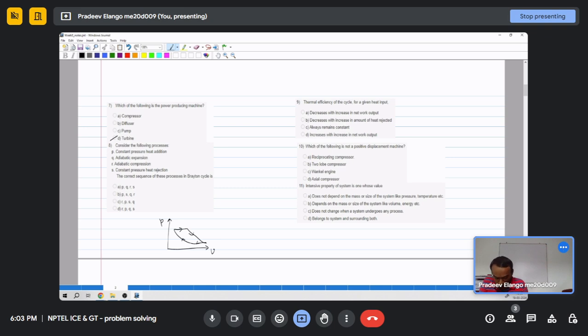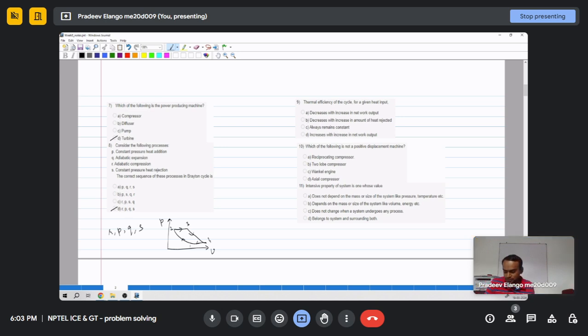So what is the sequence? 1 to 2 is adiabatic compression. So R comes first, adiabatic compression, and second one is constant pressure heat addition, that is P. Then adiabatic expansion, that is Q, and then constant pressure heat rejection, that is S. RPQS. So RPQS is Option D.